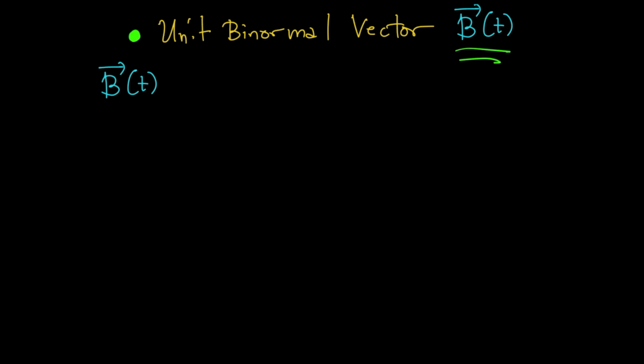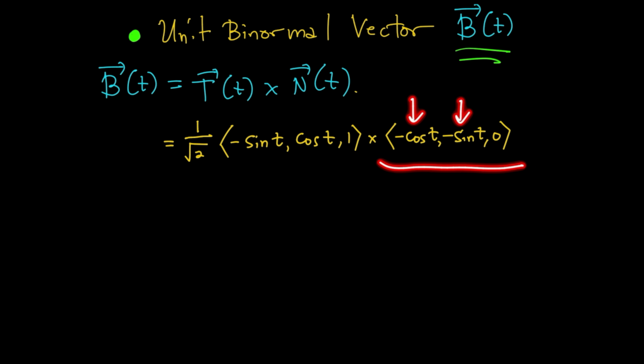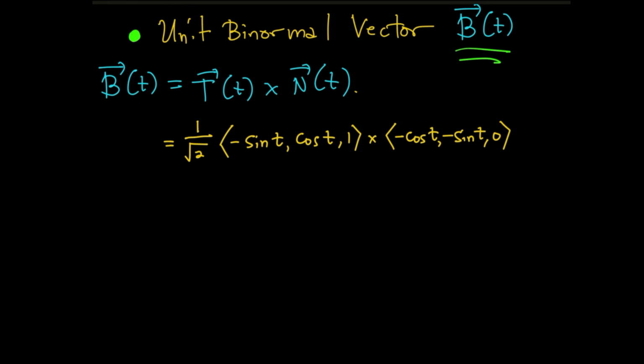For the unit binormal vector, we need the unit tangent vector, and we also need the unit normal vector. Based on our previous solution, we obtain the unit tangent vector as this one, and we also have the unit normal vector to be this one. So we have negative cosine t and negative sine t here with 0 as the third component.